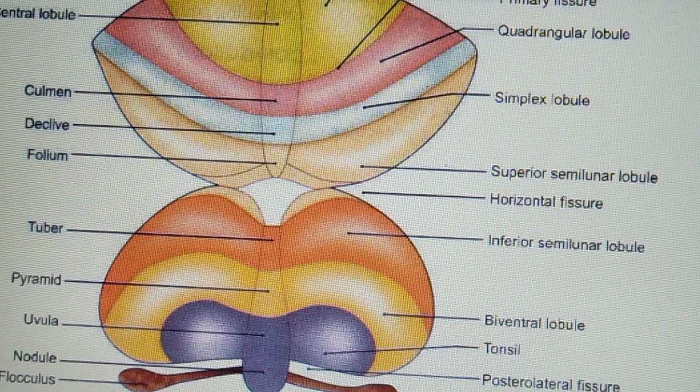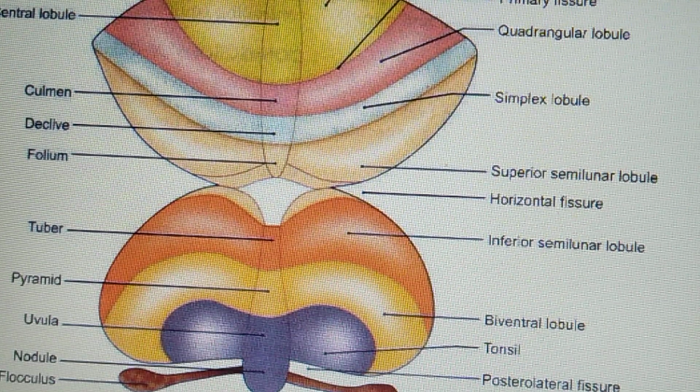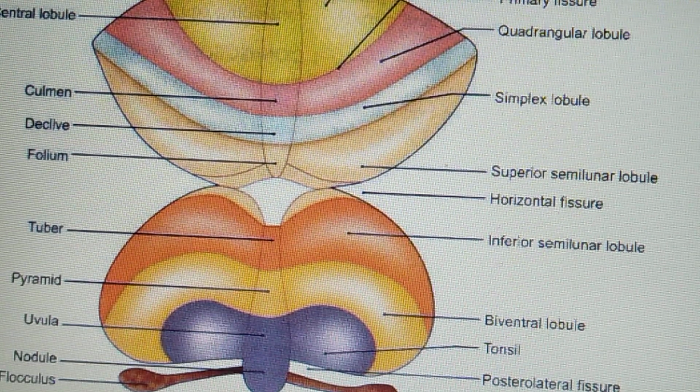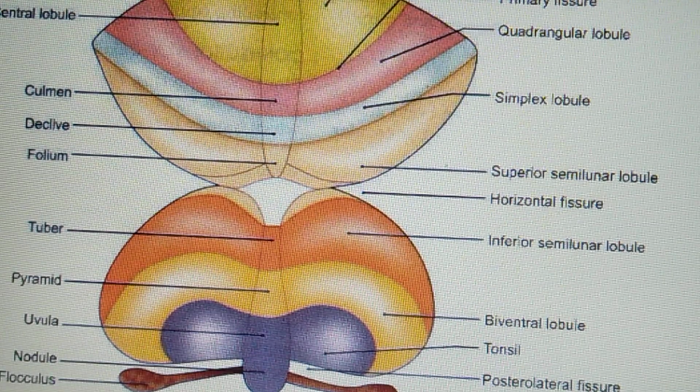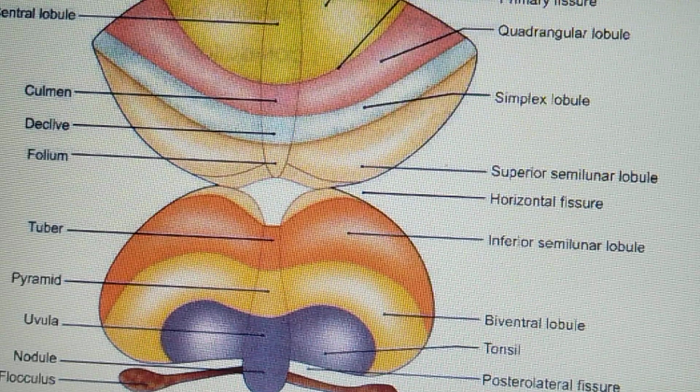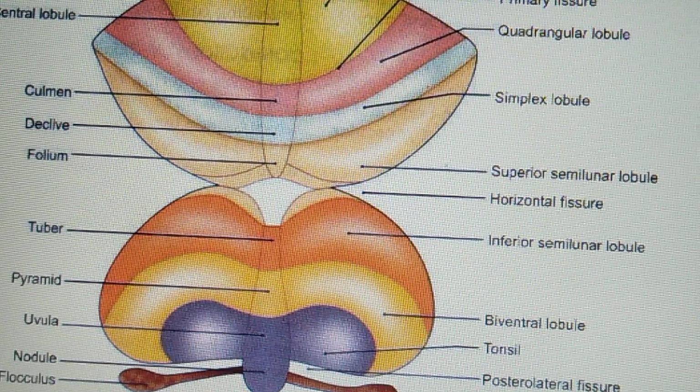We end this video here with the parts of the cerebellum. In the next video, we will take the morphological and functional parts of the cerebellum, connections, gray matter, functions of the cerebellum, and its applied anatomy.